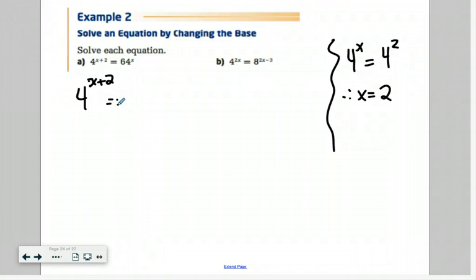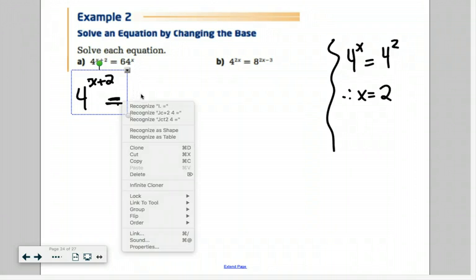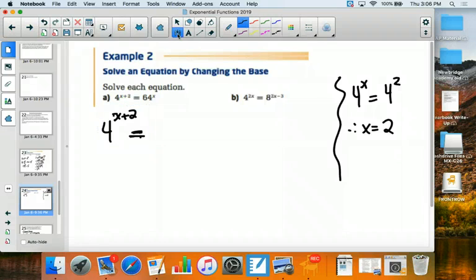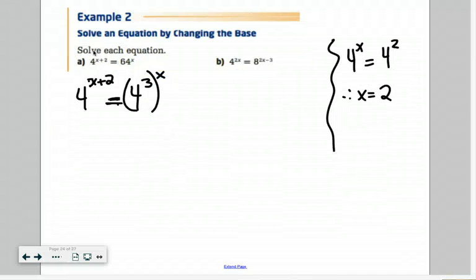And 64 can be rewritten using change of base formula as 4 to the power of 3. So 64 is now being written as 4 to the power of 3, all to the power of x. Okay? So now what we have is 4 to the power of x plus 2 is equal to 4 to the power of 3x. And there we have it.